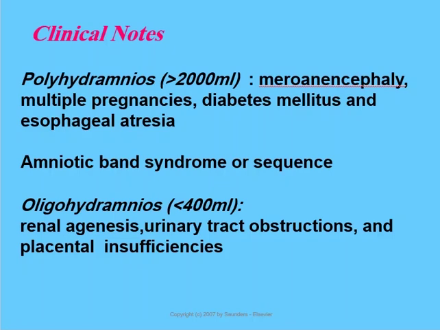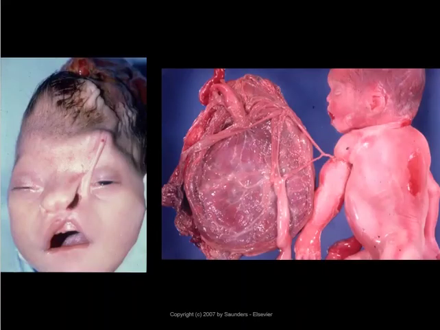Also, amniotic band syndrome or sequence. This may cause deformities in many areas by making mechanical pressure on the affected organs. And this figure shows amniotic bands here in the area of the face and here in the arm. It may lead to mild or severe deformation.